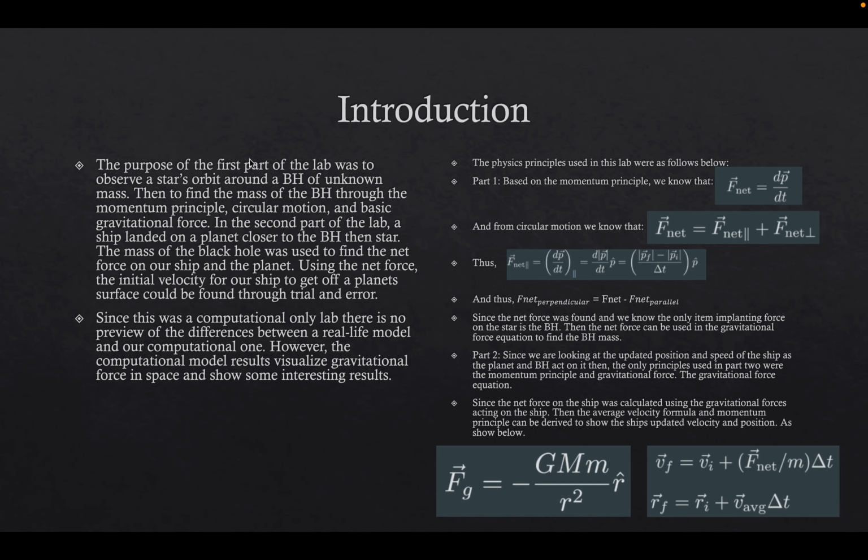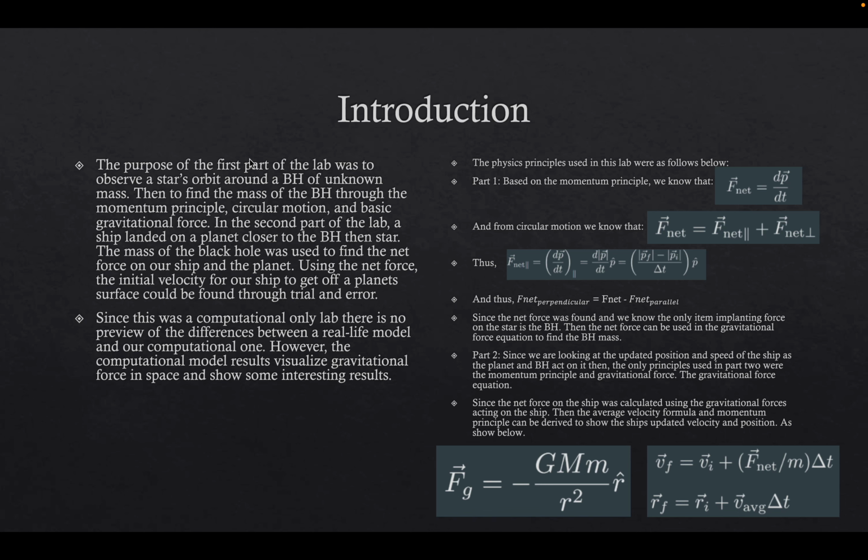My Lab 3 report. Lab 3 was in two parts. The purpose of the first part was that we were observing a star around a black hole of unknown mass, and the goal was to find the unknown mass of the black hole. In part 2, we had a ship land on a planet closer to the black hole than the star we just observed, and the goal was to find the initial components of velocity to escape the gravitational force of the planet and the black hole.